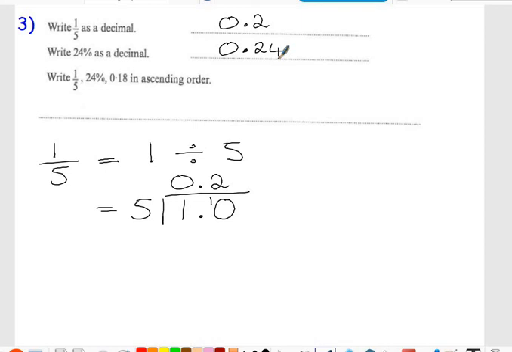Here then, write 1/5, 24% and 0.18 in ascending order. Well, we've already converted these two to a decimal. So we have the 3 values. We've got 0.2, 0.24 and then 0.18.